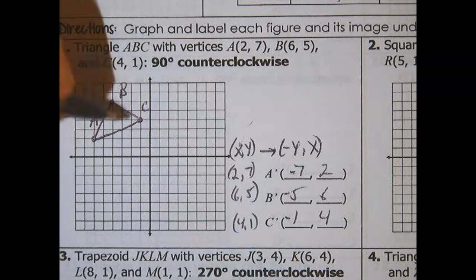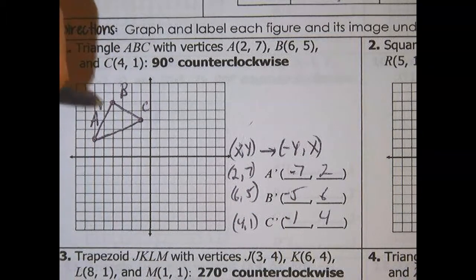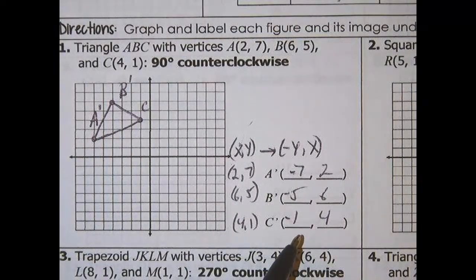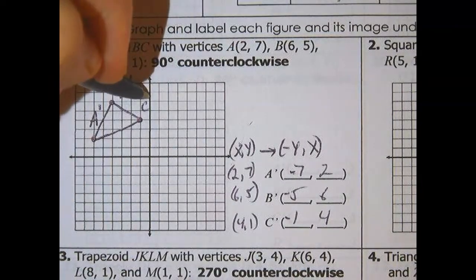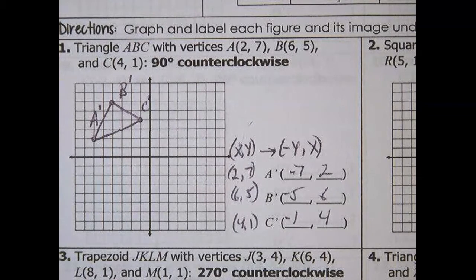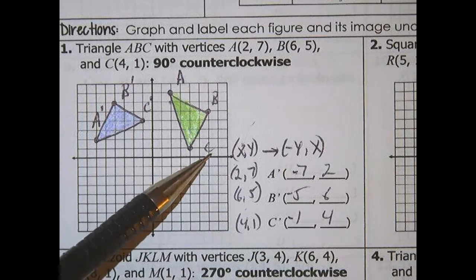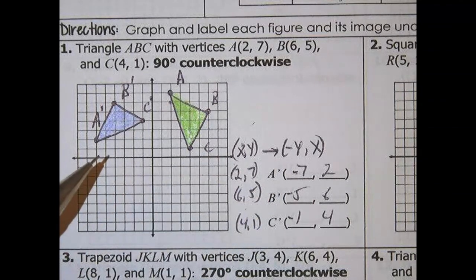I did negative 7, 2, so that's A prime. And B prime is negative 5, 6. You should never do this. You should never plot the image before plotting the pre-image, but I went backwards and it really won't matter. Now I'm going to go ahead and plot the pre-image here. Okay, so there's my pre-image in green. I can tell by the points there's no primes there. There's my image in blue.